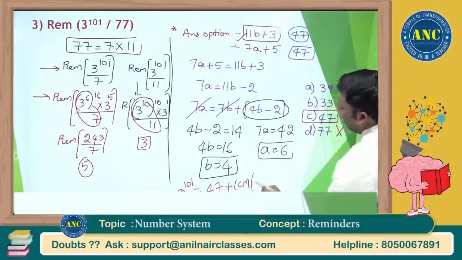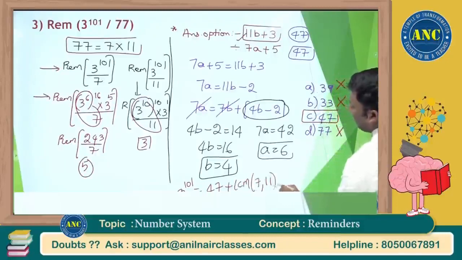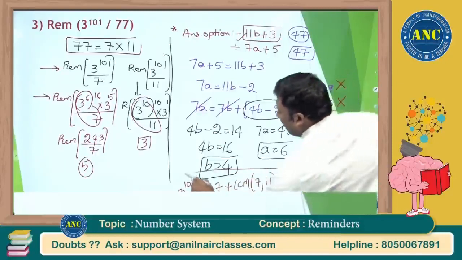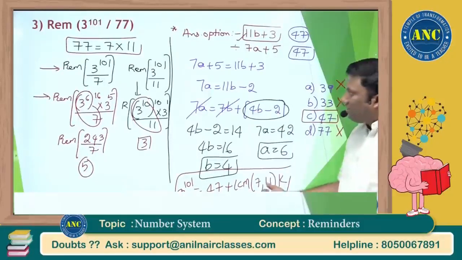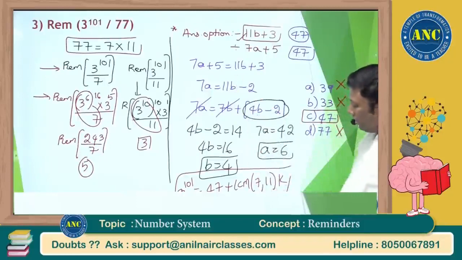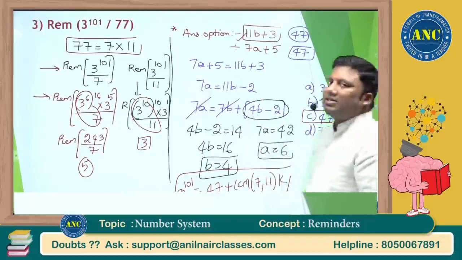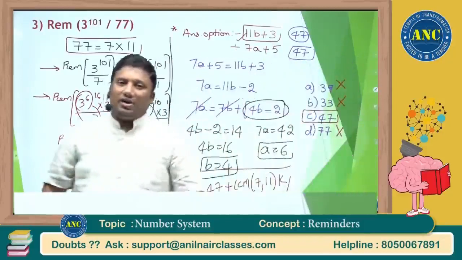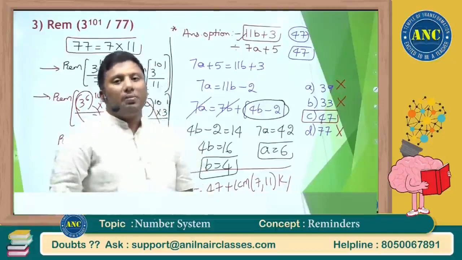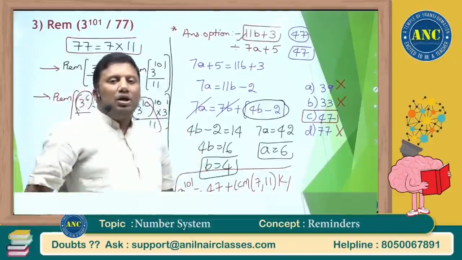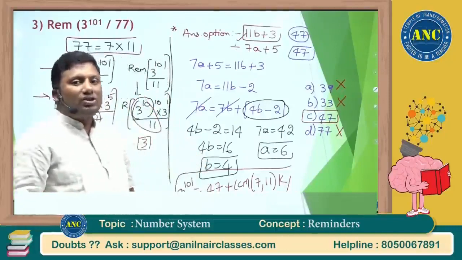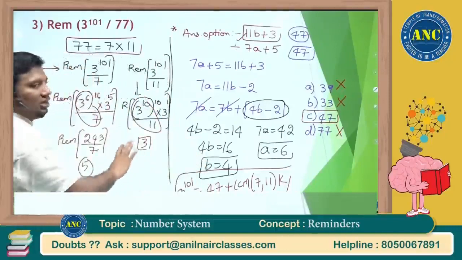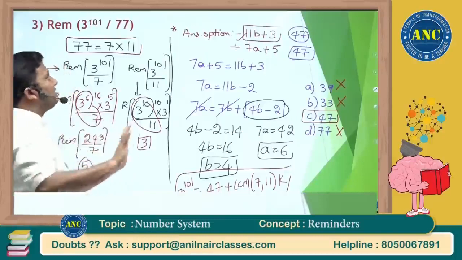and the difference is a number divisible by 7 and 11. So 3 power 101 is 47 plus the LCM of 7 and 11, divided by 77. So this will get cancelled. Answer is 47. Extremely important model. Once you know the model, you can solve a lot of negative remainder and Euler's theorem problems by using this. I hope the idea is clear.